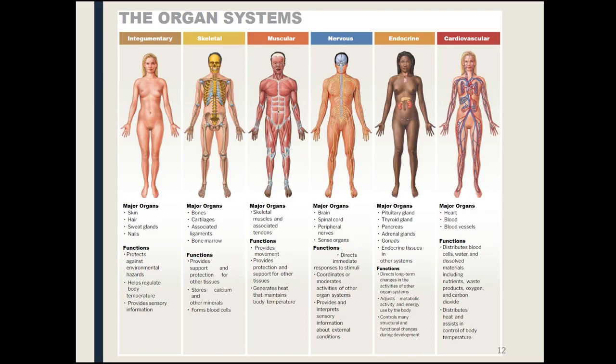Then we have our skeletal system. Our skeletal system is going to give us structure, right? It's going to help us hold ourselves up in place. It helps protect. If you think about your rib cage, it helps protect the internal structures like our lungs, our heart, our different organs. It provides support and protection.